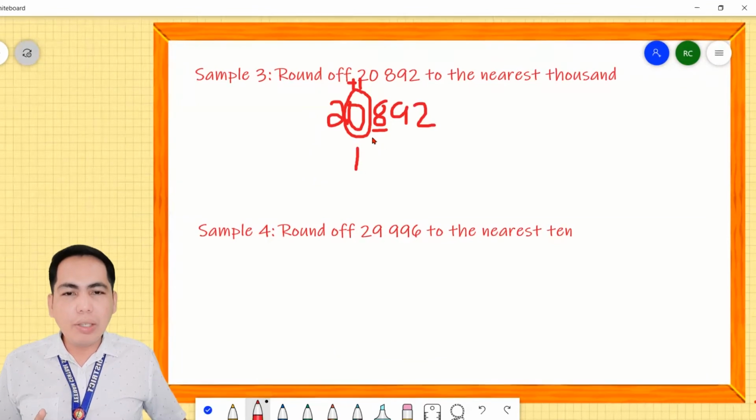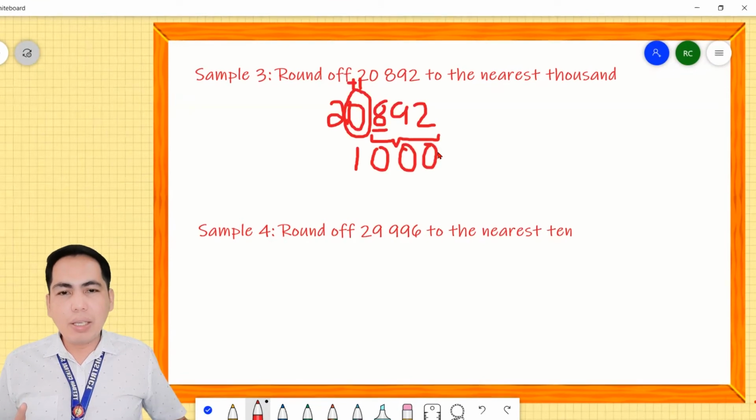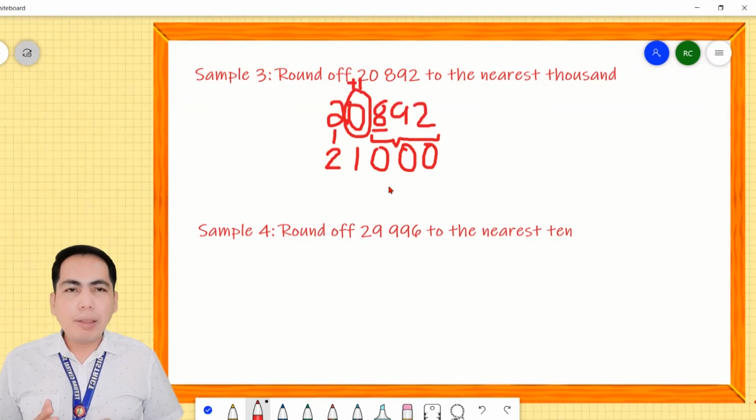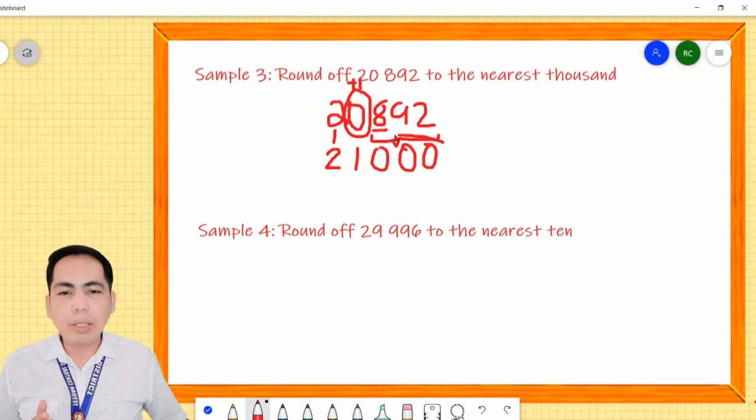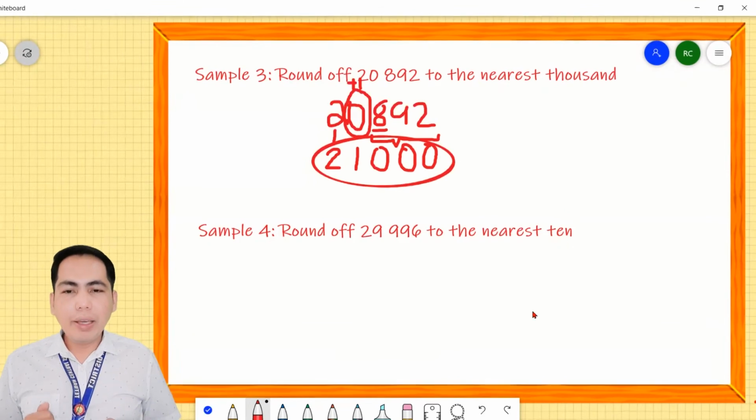And all the digits after it will be replaced by zeros. And all the digits before the digit that we are rounding off will just be brought down as is. So this 2 will be brought down as 2. So when 20,892 is rounded off to the nearest thousand, it will give us 21,000. And then finally, example number 4, round off 29,996 to the nearest 10.